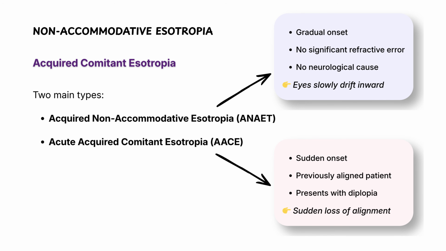The acute acquired comitant esotropia is slightly different. Here, a previously aligned patient suddenly develops inward deviation along with diplopia. So the key idea here is a sudden loss of alignment. This condition has 3 subtypes based on the mechanism.